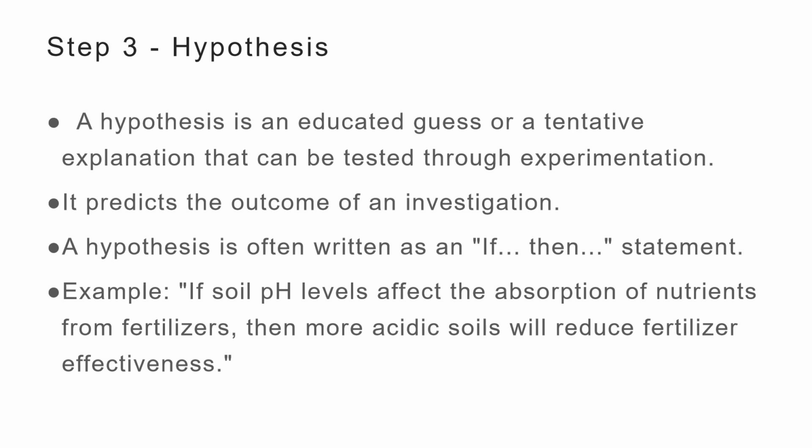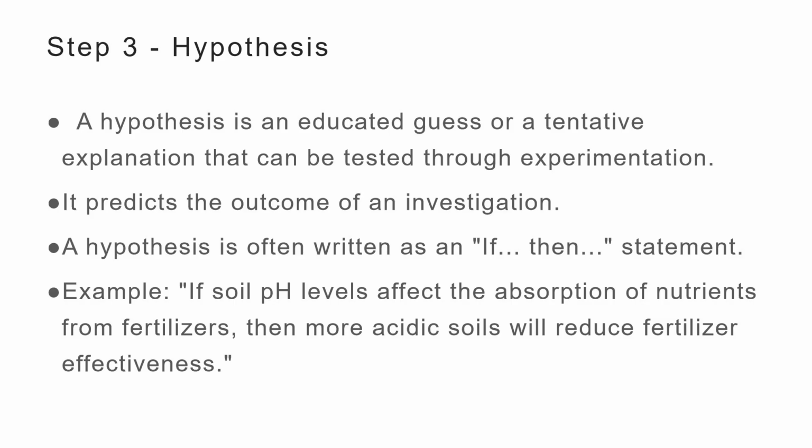For our soil pH example, the hypothesis could be: if the soil pH levels affect the absorption of nutrients from fertilizers, then more acidic soil will reduce fertilizer effectiveness.